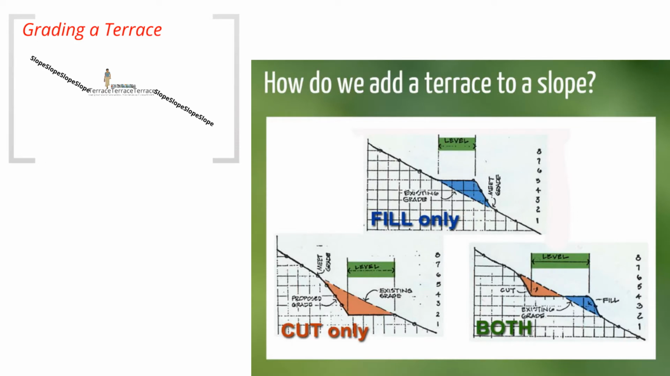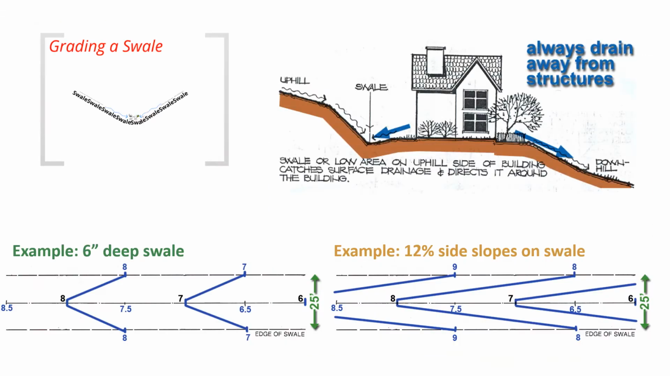So previously we talked about the methods of grading a level terrace using the 3 methods of cut, fill, and balanced. And then, just this past class, we introduced the methods of grading a swale using provided parameters such as the centerline slope, the side slope, and the swale depth.